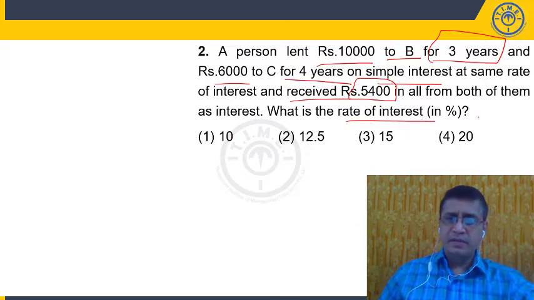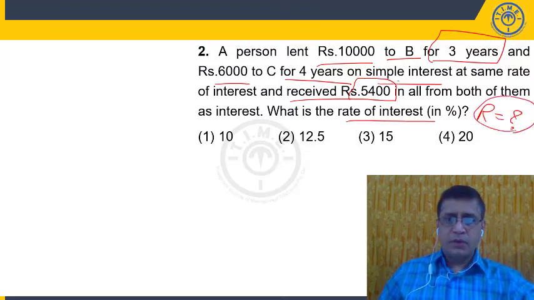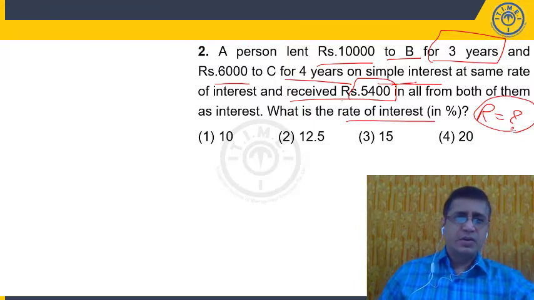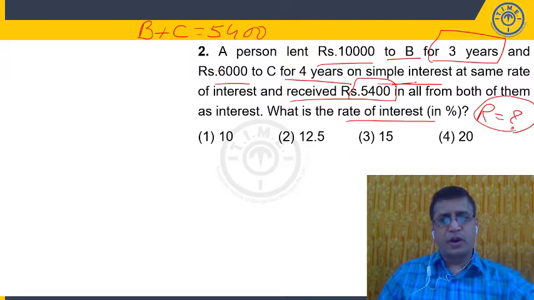So what we need to find? Value of R. 5,400 is the total interest earned from B and C together. So total interest is 5,400. The first sum is 10,000, the second one is 6,000. Period of time, 3 years and 4 years.